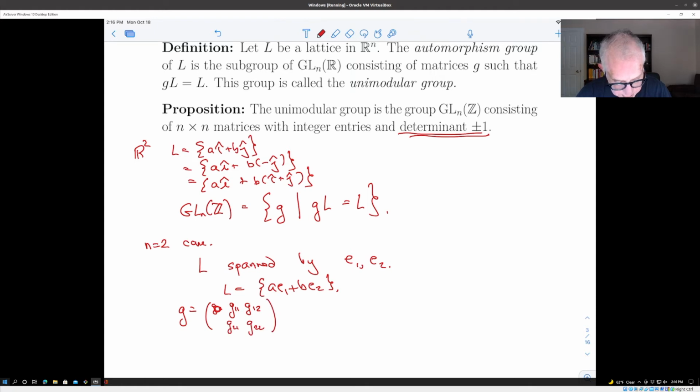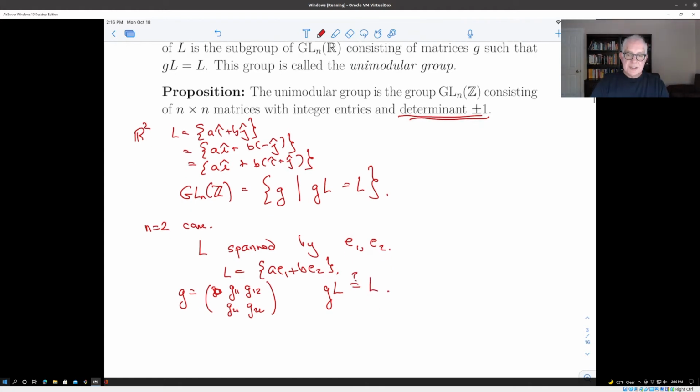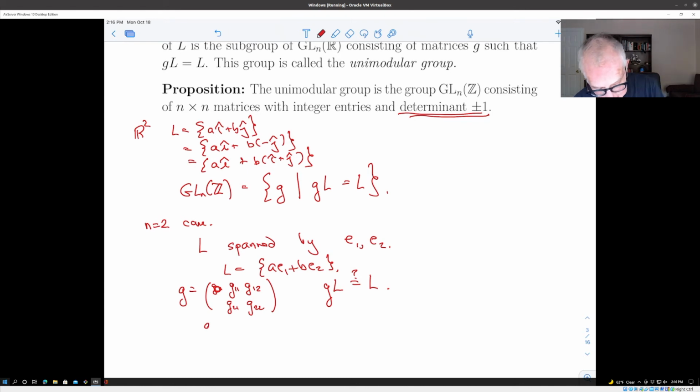And suppose I look at GL, and the question is, is GL equal to L? Well, to check that, we first ask, is GL contained in L? And, well, actually, let's do it the other way. Let's ask if L is contained in GL. That's maybe a little easier.